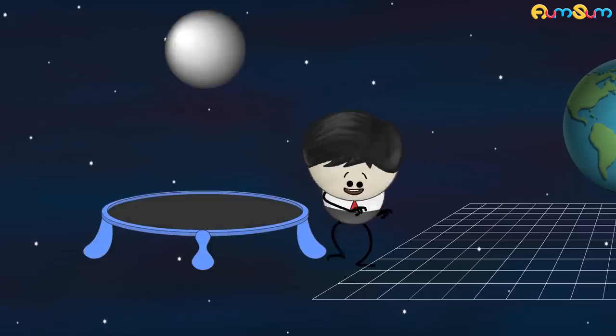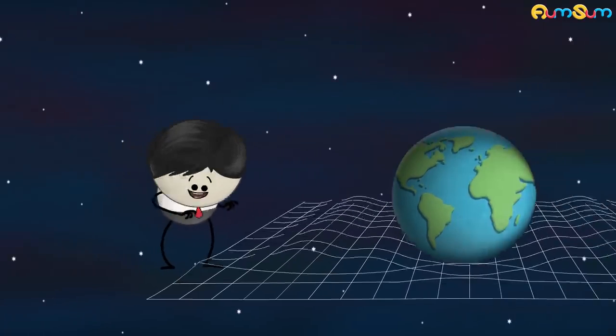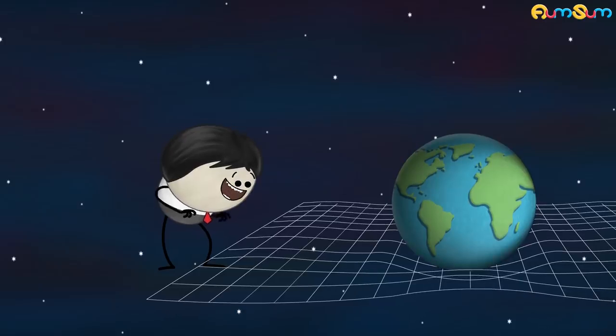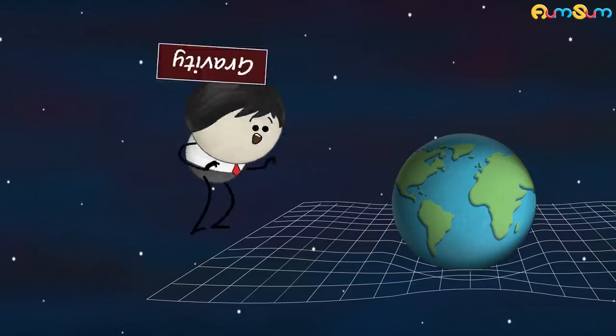Now, just like a heavy ball creates a curve or distorts the trampoline, the mass of an object creates a curve in space-time. According to Einstein, this curve is gravity.